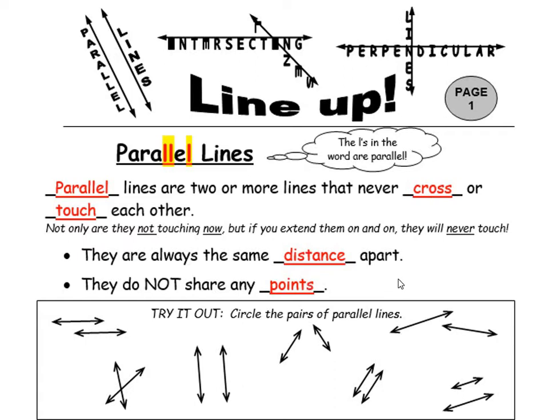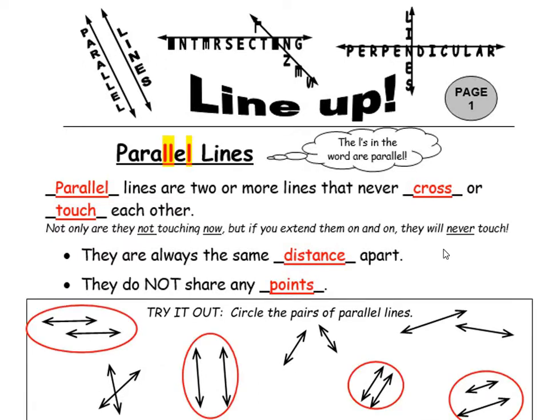I'm going to go through this kind of quickly, so if you need to pause the video to fill things out, by all means, feel free to do so. Take a moment, though, and look at the box and circle any examples you see of parallel lines based on that definition that they never cross and they're always the same distance apart. You should have chosen these four lines as examples of parallel lines. Remember that even though these lines right here are not currently touching, if we extend them, they will touch. So they are not examples of parallel lines.